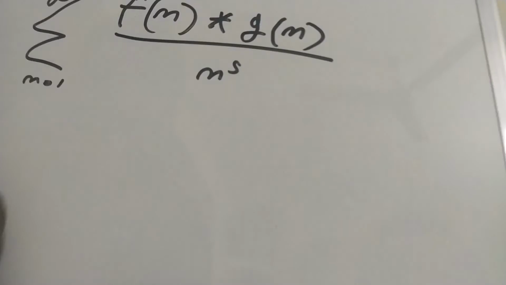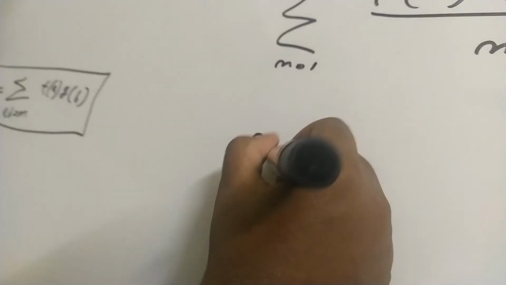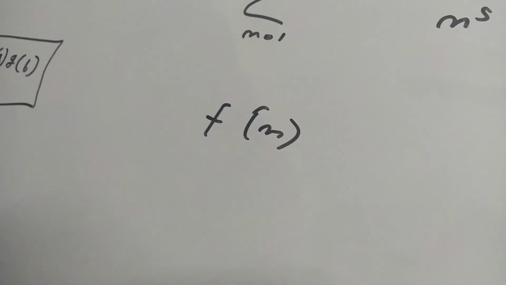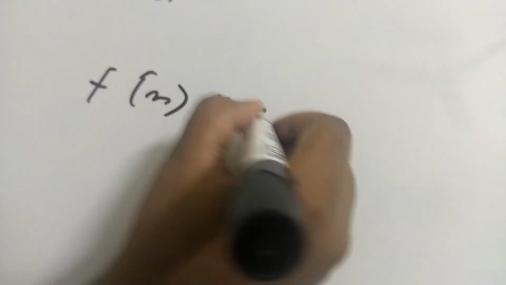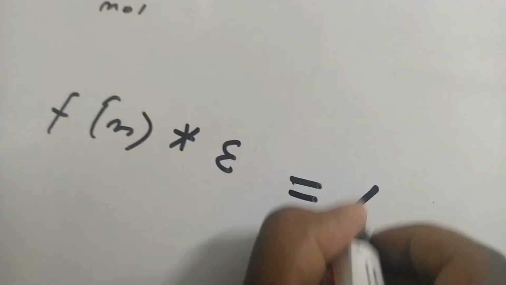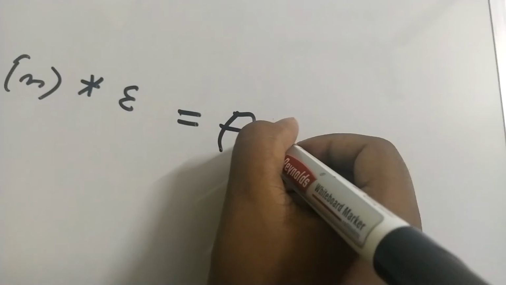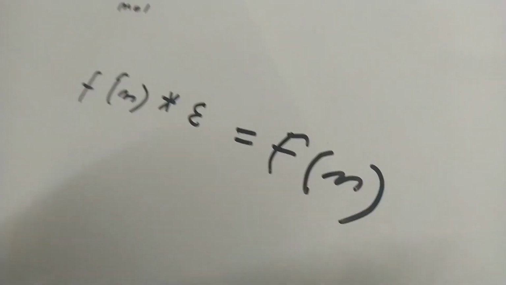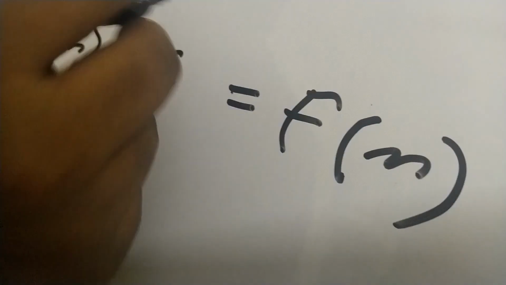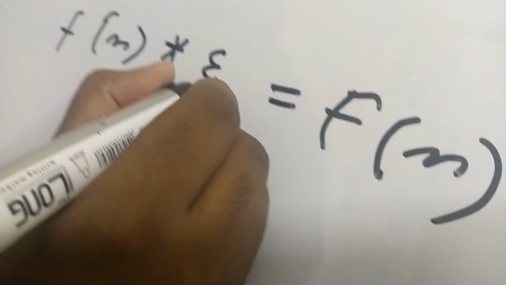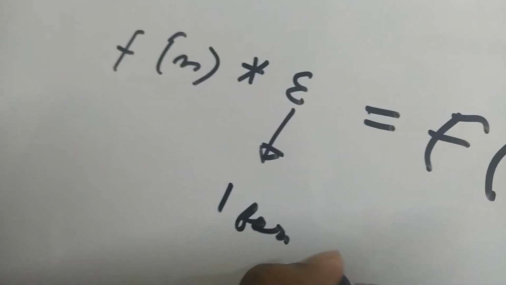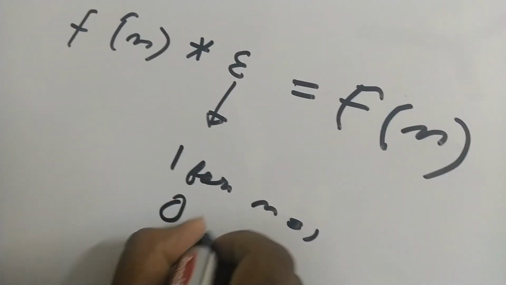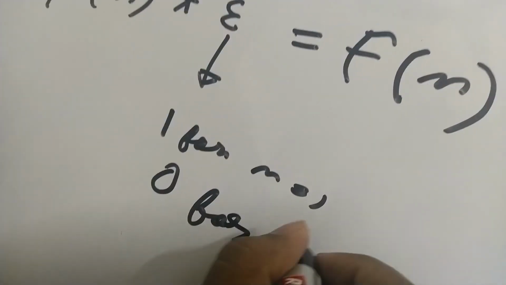And I'm going to briefly talk about f of n. If f of n is a function, then we have such a function called the identity function that returns the same thing. Just like multiplying a number by 1 gives the same number, convolution by this identity element gives the same function. The identity element is 1 for n equal to 1, and 0 for other n.